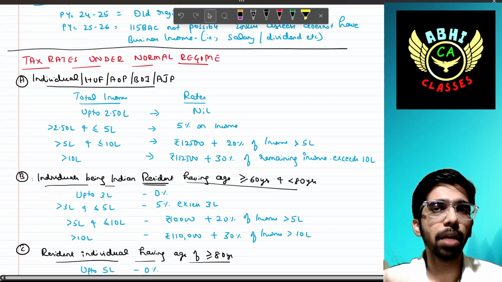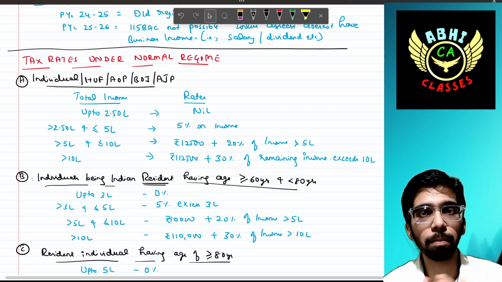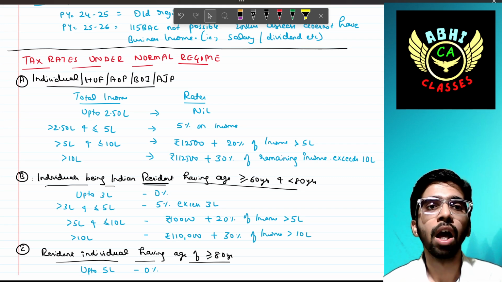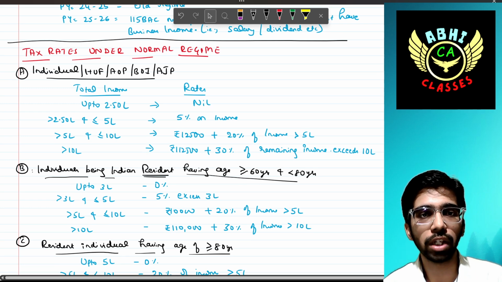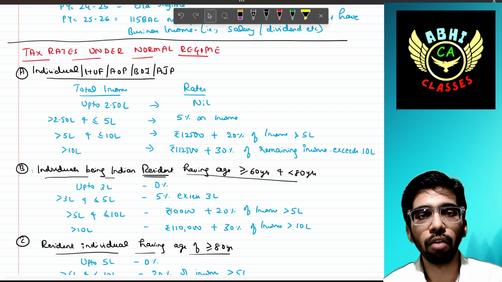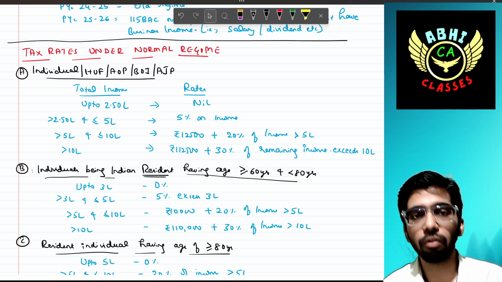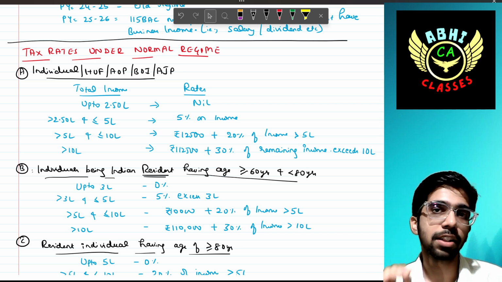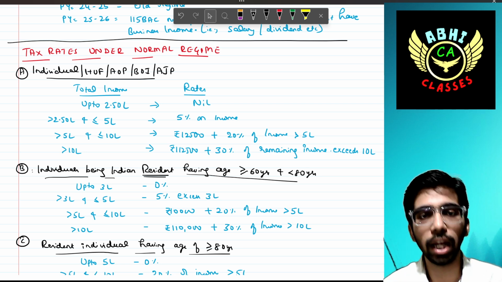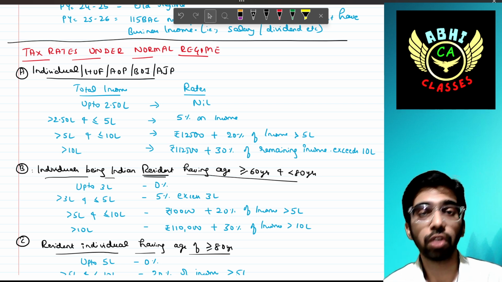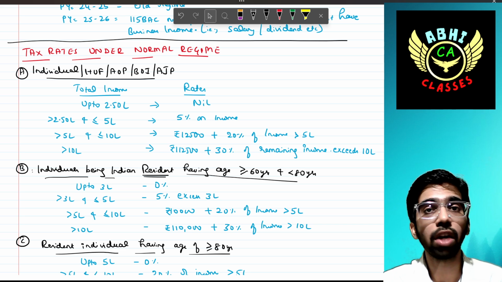Next, as already suggested, now the normal tax regime. This is termed the old tax regime. This has prevailed for a long period of time. First of all, for individual, HUF, AOP, BOI, AJP: if total income is up to 2.5 lakh, the rate is nil. 2.5 to 5 lakh, 5% on income. Next, 5 to 10 lakh, first 12,500.